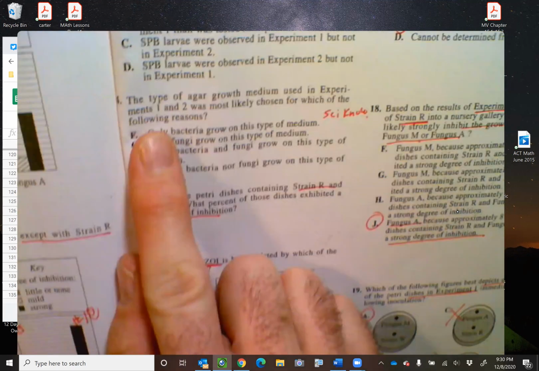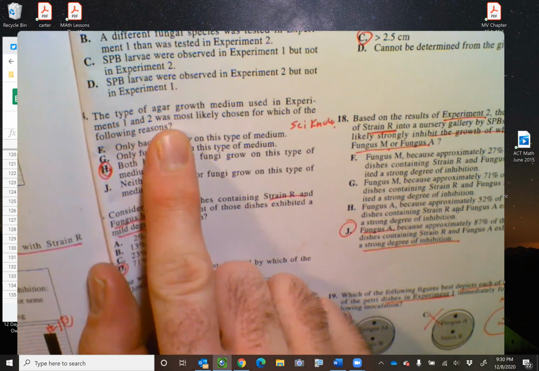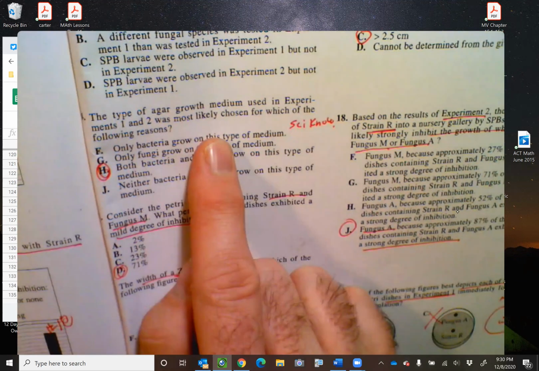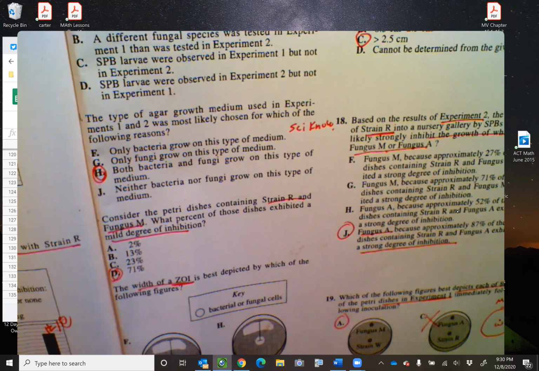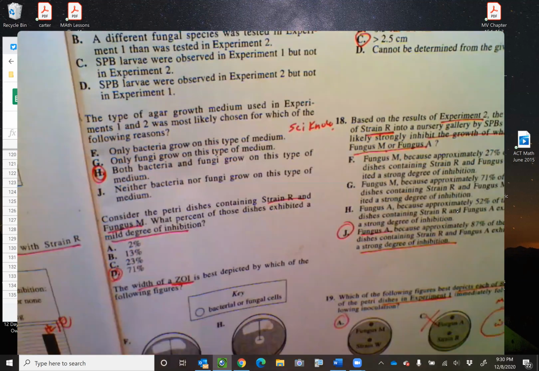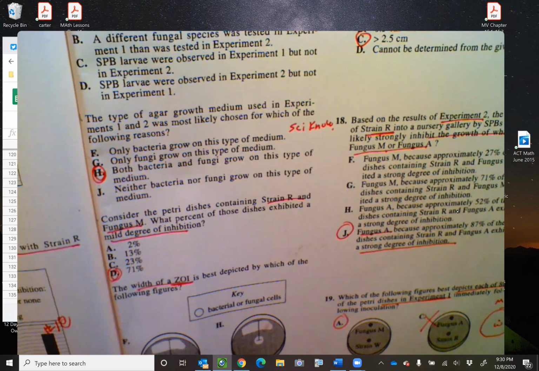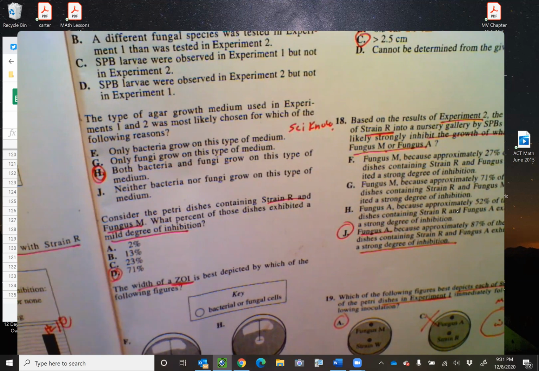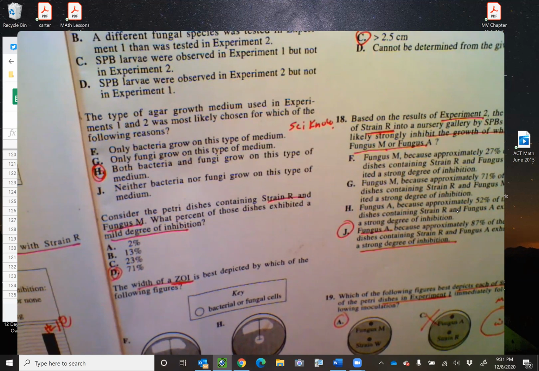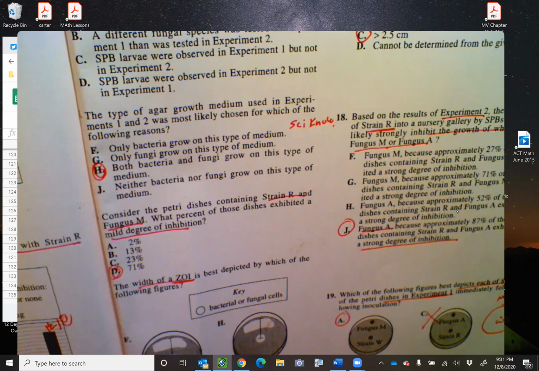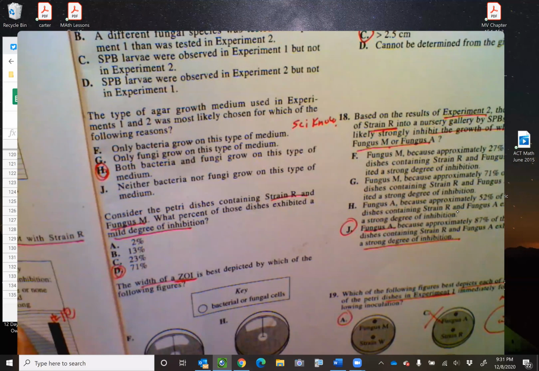Number 14, science knowledge. What type of agar growth medium was used in these experiments in the Petri dishes? Well, it's something that the bacteria and fungi will grow on, right? That's the stuff that's inside the Petri dish. It's a science knowledge question, because they want to make sure that they both have an equal chance of growing on it, or else it's going to skew the experiment.